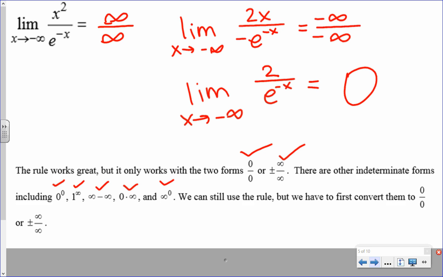Okay, 0 times infinity. Contradicting rules again. We like to say anything times 0 is 0. We also like to say anything times infinity is infinity. And then infinity to the 0. We like to say infinity to a power would be infinity, but we also like to say anything to the 0 power is 1. So contradicting. All of these things just don't have an answer? Correct.